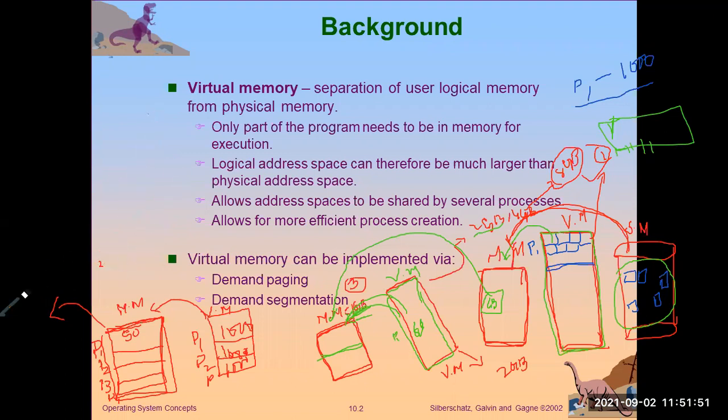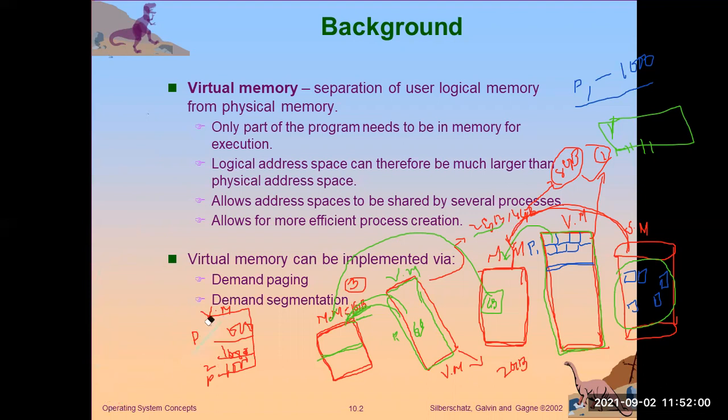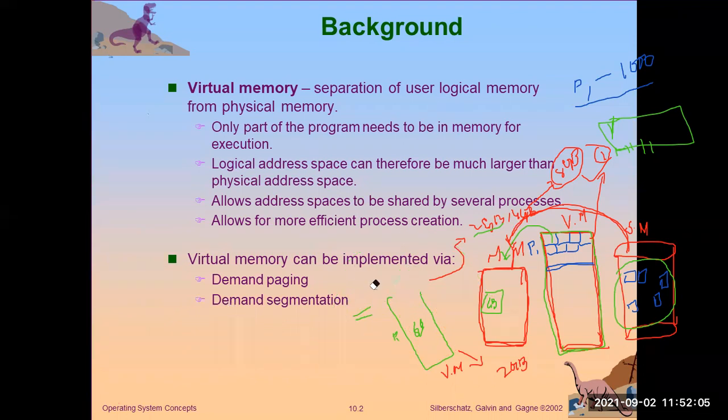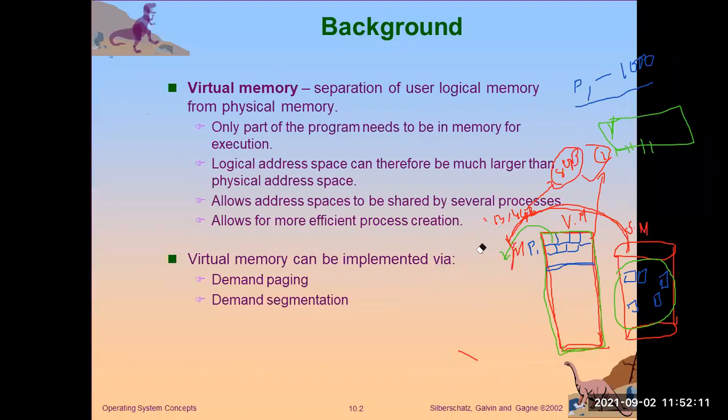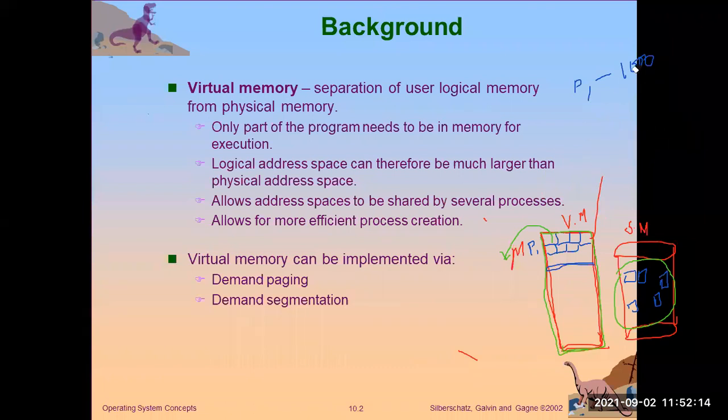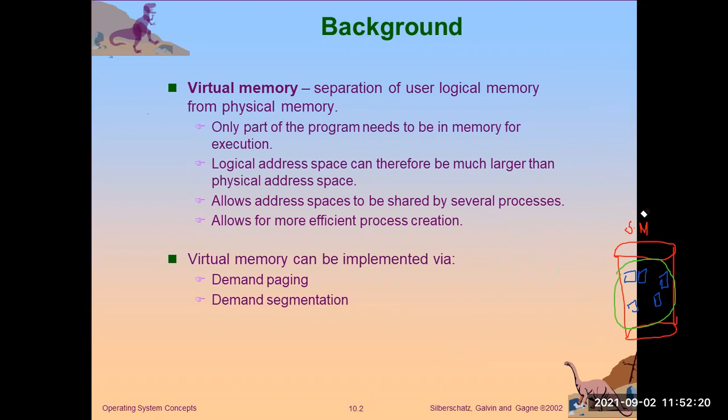Now, whatever we discussed is written here. The first point: only part of the program needs to be in memory for execution. We do not require the entire program to be stored. We will store the entire program in virtual memory, and only the part currently used is transmitted. Second, the logical address space can therefore be much larger than the physical address space. So I can extend my physical memory concept. It will allow address space to be shared by several processes, so I can increase multi-programming also.